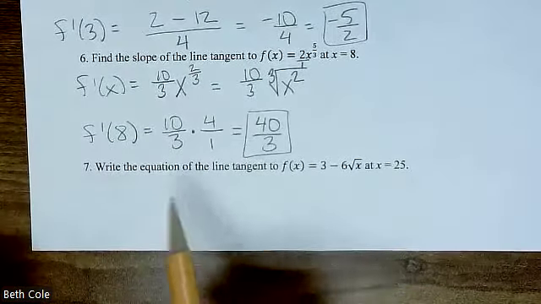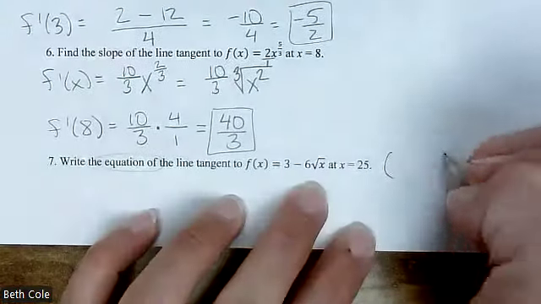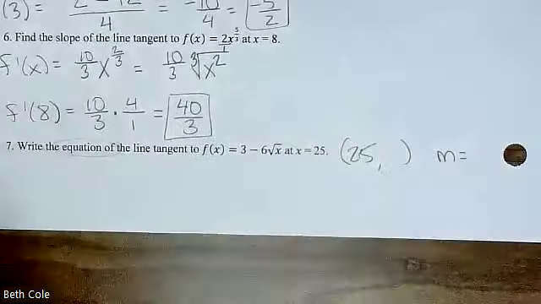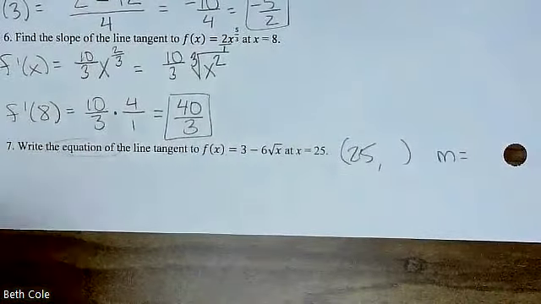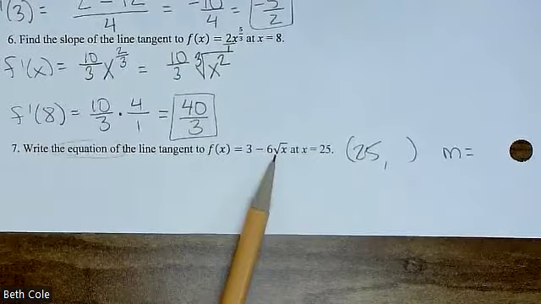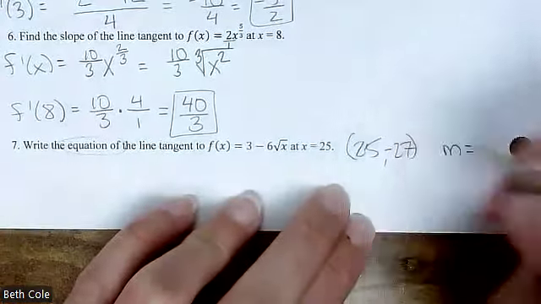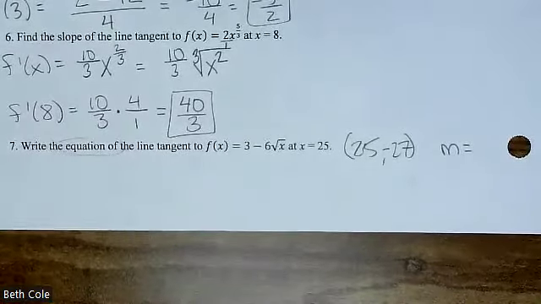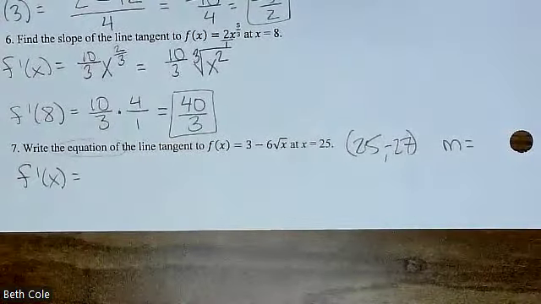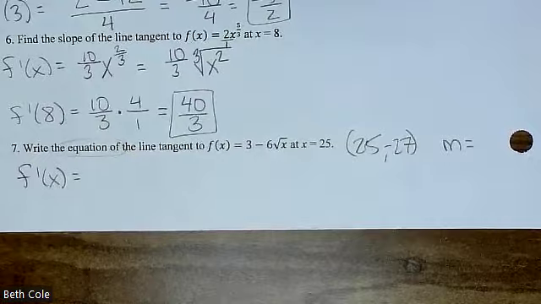All right, what is this one asking for? What 2 things do you need? A point and a slope. Good job. Our point of tangency is 25. To get the y value, you just take that and plug it in. Square root of 25, 5 times 6 is 30. 3 minus 30, negative 27. Good. Slope comes from the derivative. So this is where the derivative comes in. You're going to take a derivative on every single problem. That's what the unit's on. The whole first half of the year is on derivatives.